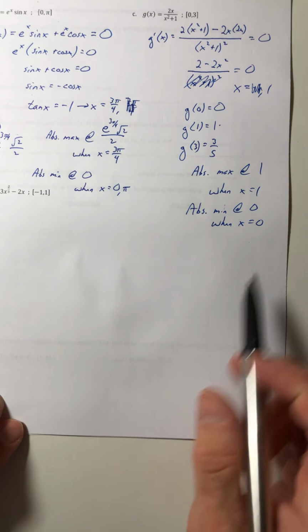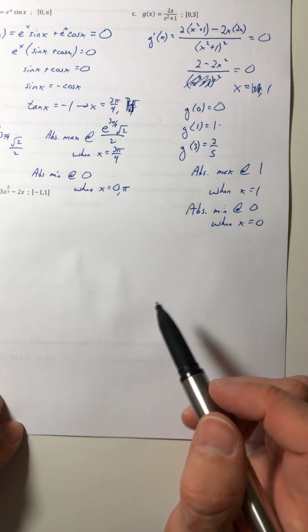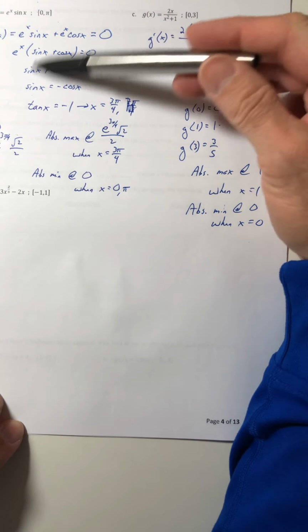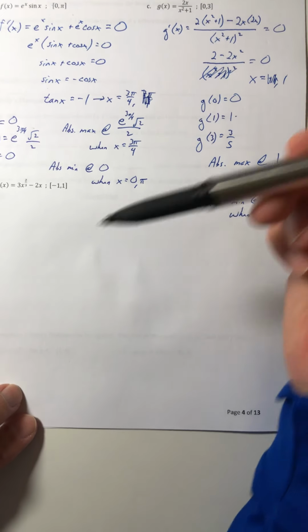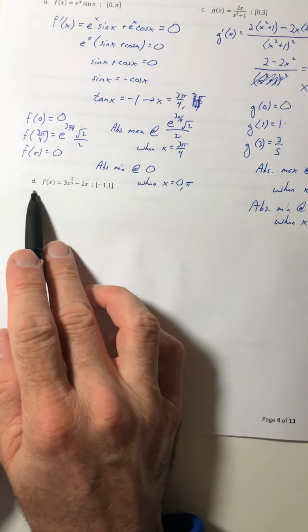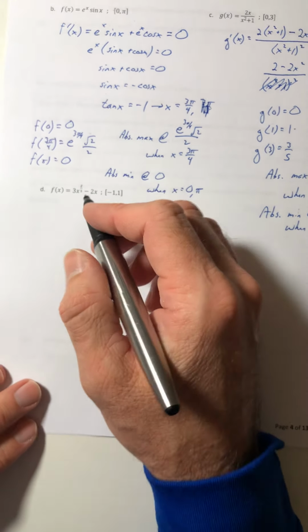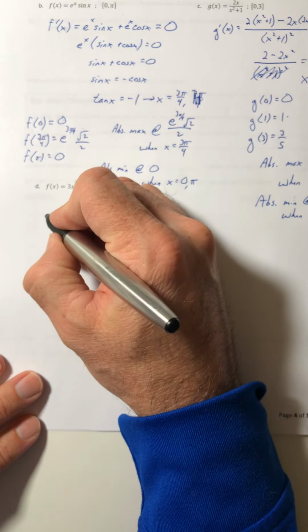Okay, so not too bad. It's the same process over and over again. It's just the differences are the derivatives and how you solve for it. But otherwise, your process is the same. Okay, part D, let's go ahead and do this one. This one's coming out a little bit different. So we need the derivative.